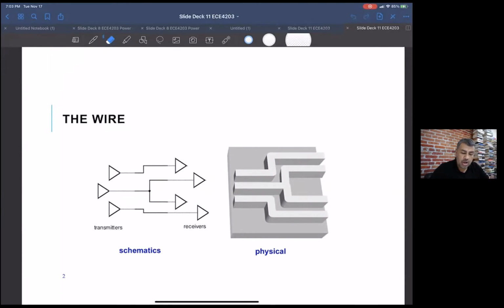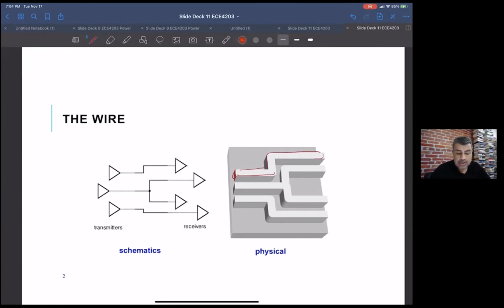We draw lines that connect gates together, but physically there are layers, metal layers, that I think we talked about. My pen isn't working too well. So basically you route these layers between your gates physically.